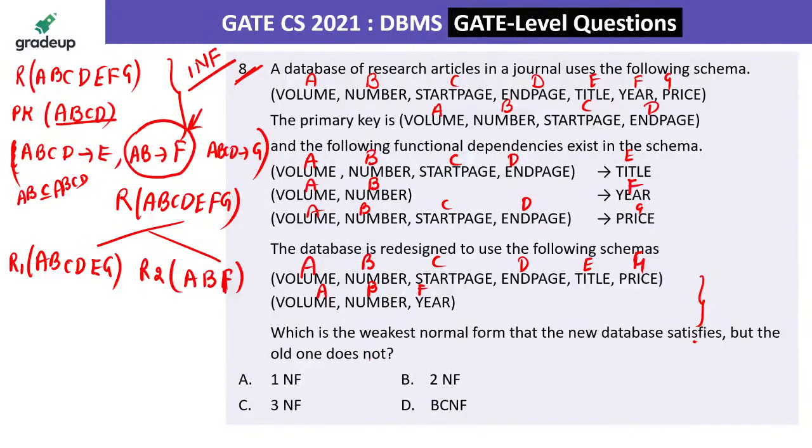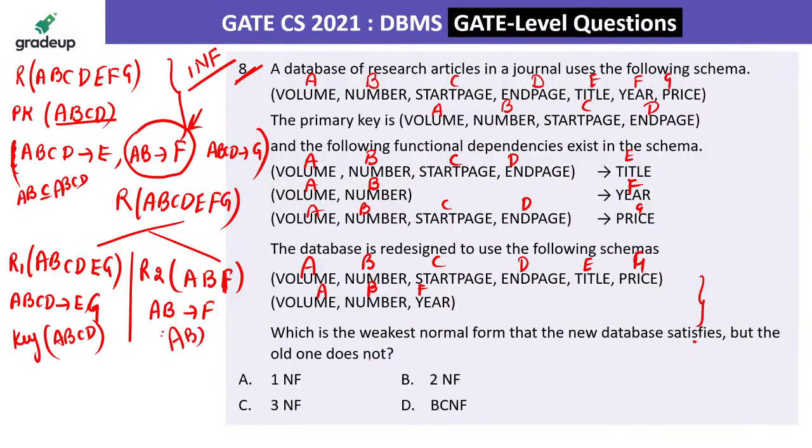Correct? Now the new database. The FDs we can write as ABCD determines E and ABCD determines G, combinedly. Now here AB determines F. So what is the key here? ABCD, right, the key. And what is the key here? AB. So now how many common attributes do we have? AB. So AB is the key, right? So it is actually in BCNF. Also it is in BCNF.